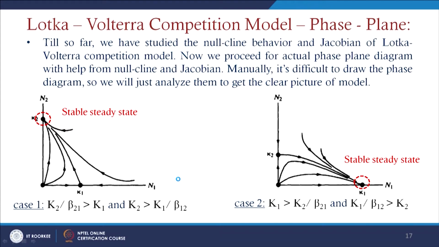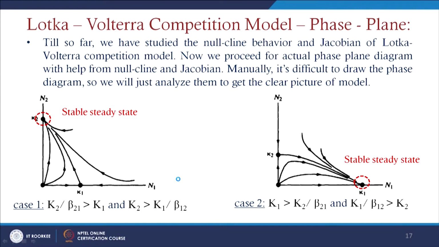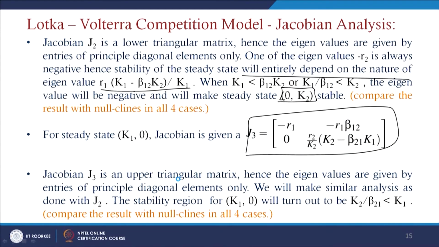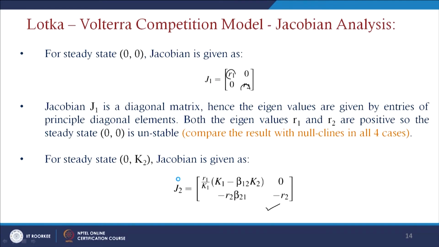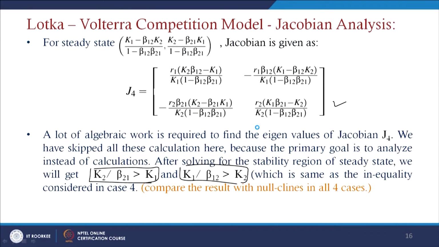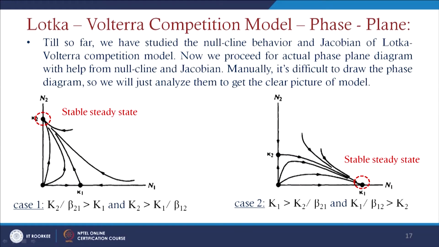So far we have studied the null line behavior and Jacobian of the Lotka Volterra competition model. Now we can proceed to the actual phase plane diagram with the help of null lines and Jacobian. Manually it is difficult to draw the phase diagram, so we will analyze them together to get a clear overview of this model. For the first model, in the Jacobian sense, r1 and r2 are both positive, so the steady state 0 0 is an unstable point here.